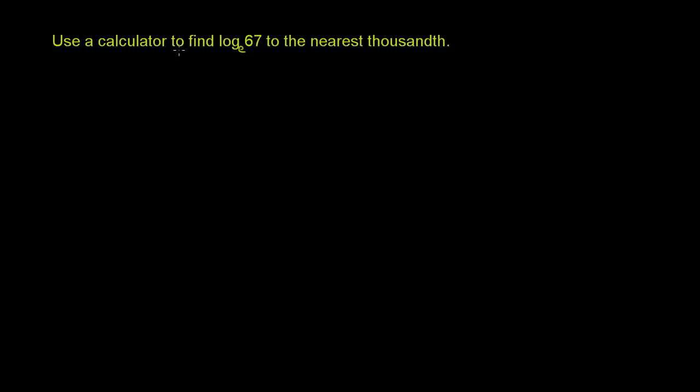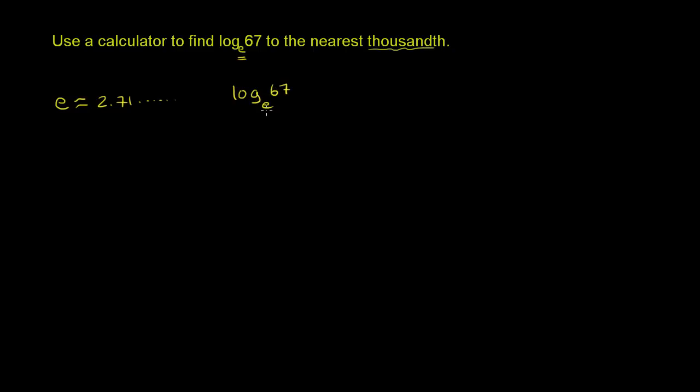Use a calculator to find log base e of 67 to the nearest thousandth. So just as a reminder, e is one of these crazy numbers that shows up in nature and finance and all these things, and it's approximately equal to 2.71, and it just keeps going on and on and on. So you could view this as log base e of 67.